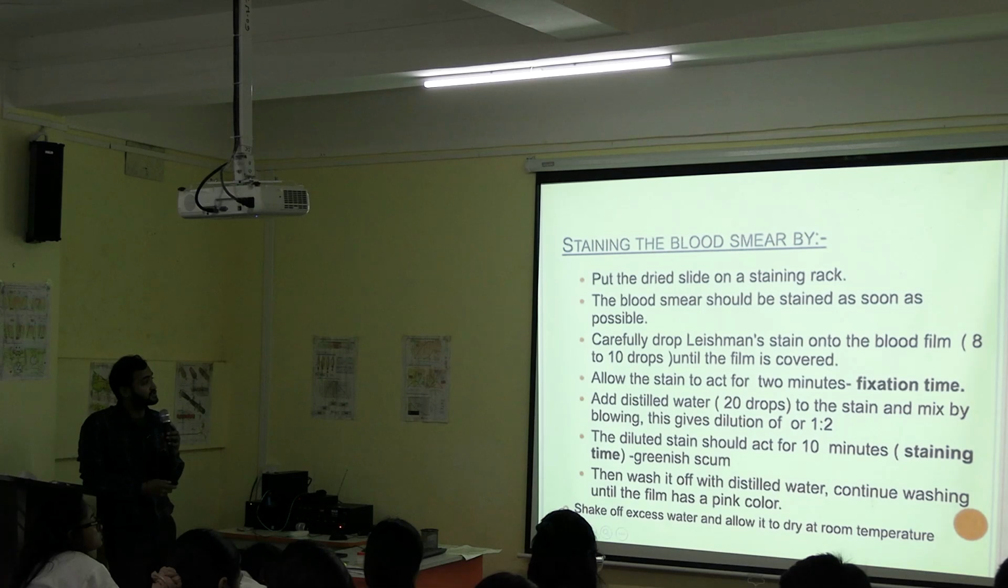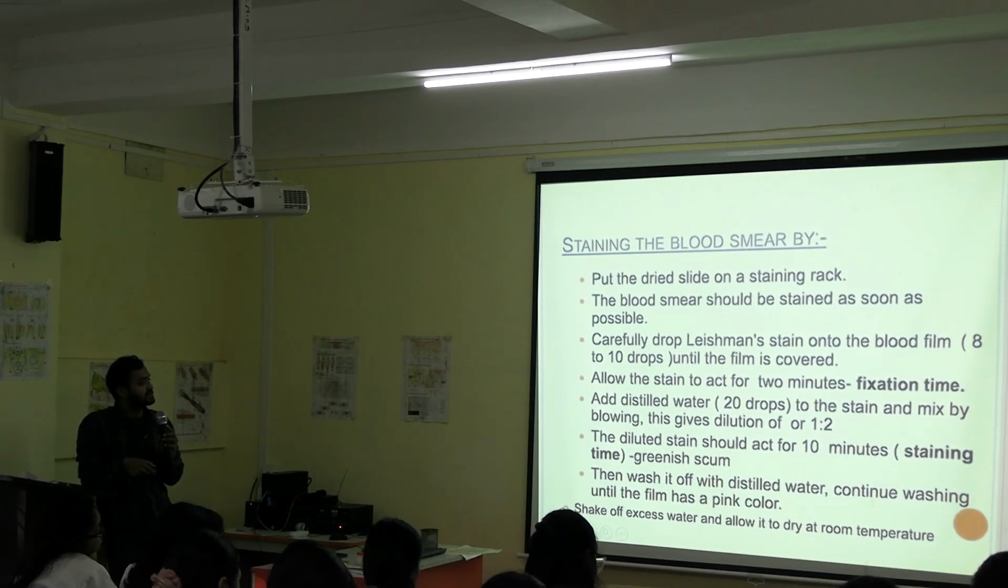The first portion, why we are keeping it, is for fixing. So this is the fixation time. The cells get fixed to the slides, and next we use the stain and the distilled water and wait for 10 minutes. This is the staining time.